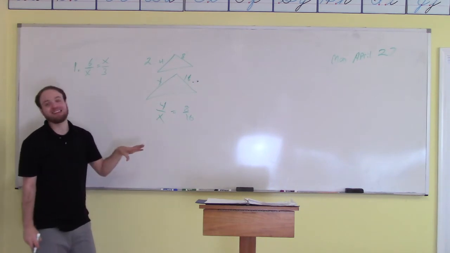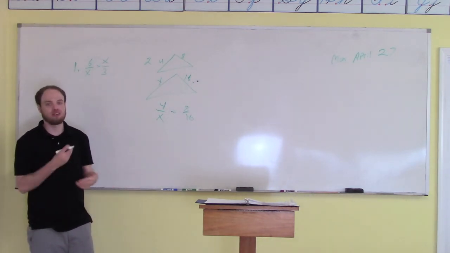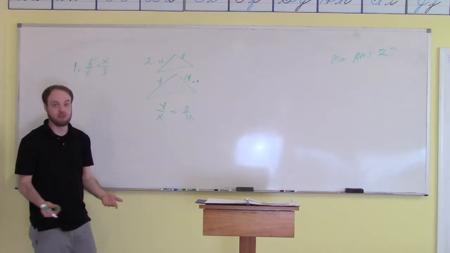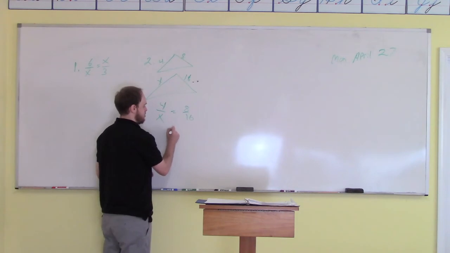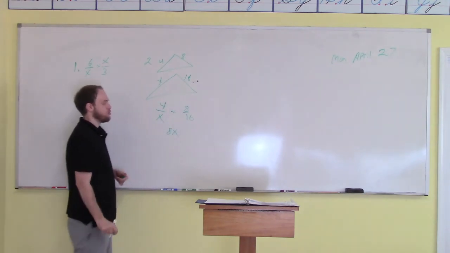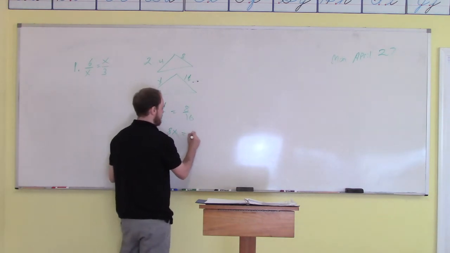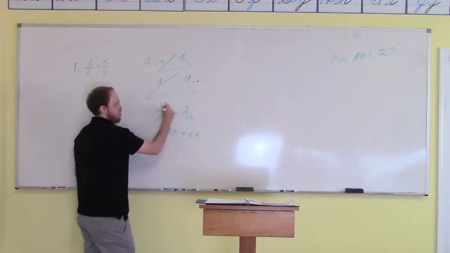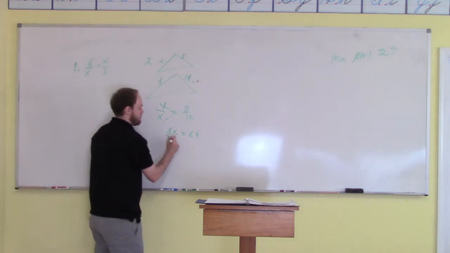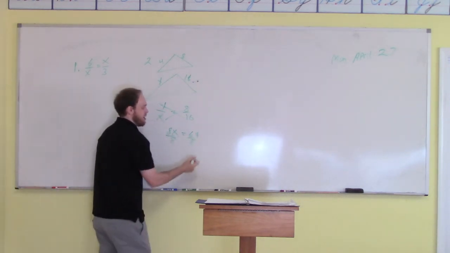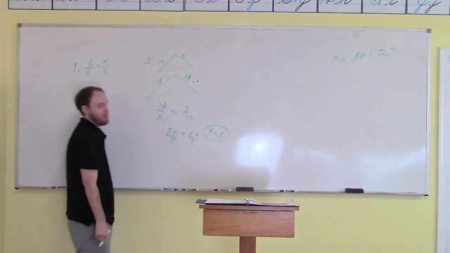Once you have the actual proportion set up, you're just going to cross multiply and then solve for the variable. For this one, I would do 8 times x, which is 8x. I would do 4 times 16, which is 64. And so I have 8x equals 64. Then I would divide by 8, and I would wind up with x equaling 8. So 8 would be my answer.